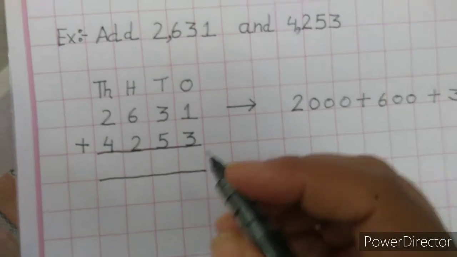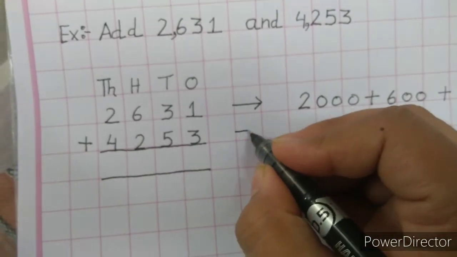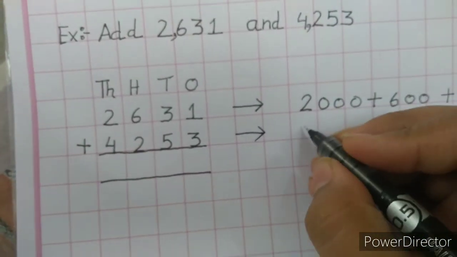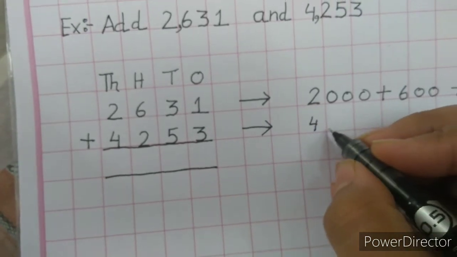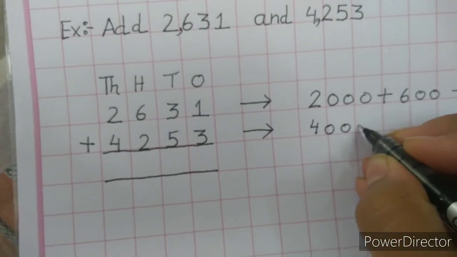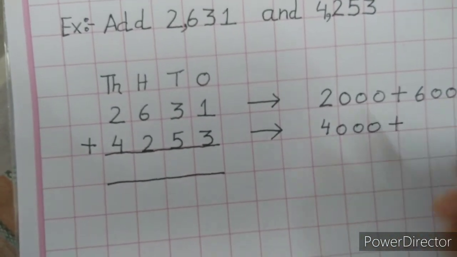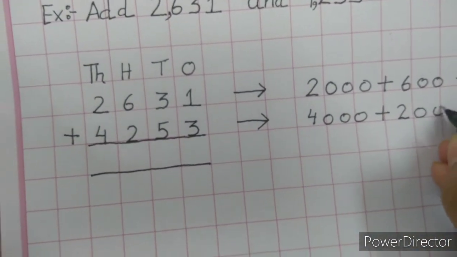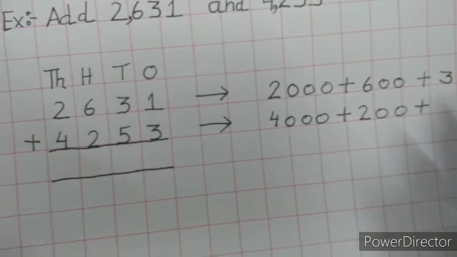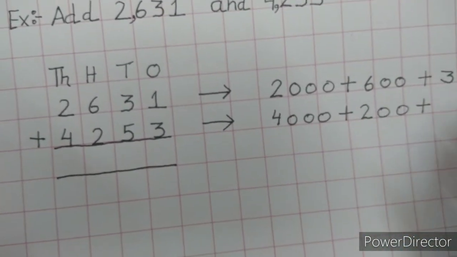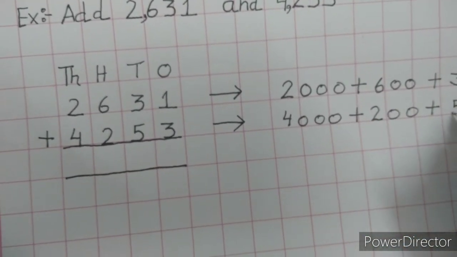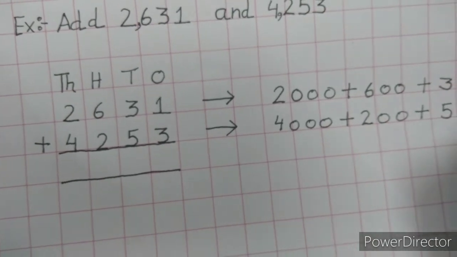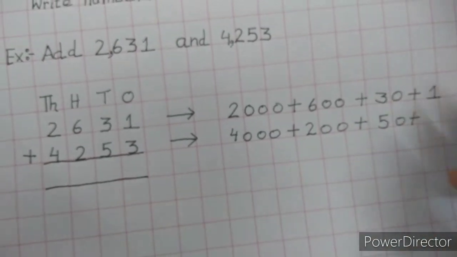Now the next number is 4253. In the thousands place the digit is 4, so we will write 4000 plus. For the hundreds place it is 2, so 200 plus. For the tens place it will be 50, and for the ones place it will be plus 3.